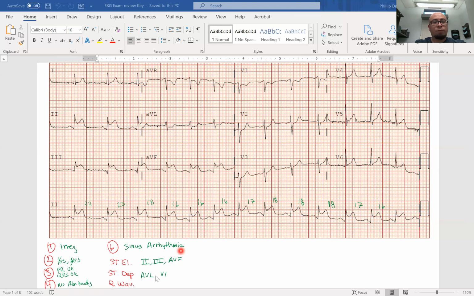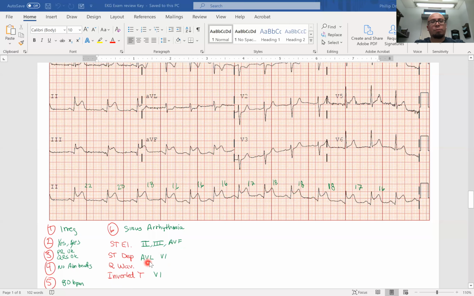Check for your ST elevation, which I have in lead 2, 3, and AVF. And those are our inferior leads. So we have an inferior infarct here. The likely culprit is going to be the terminal branches of the right coronary artery, the RCA, or the terminal branches of the left anterior descending artery.